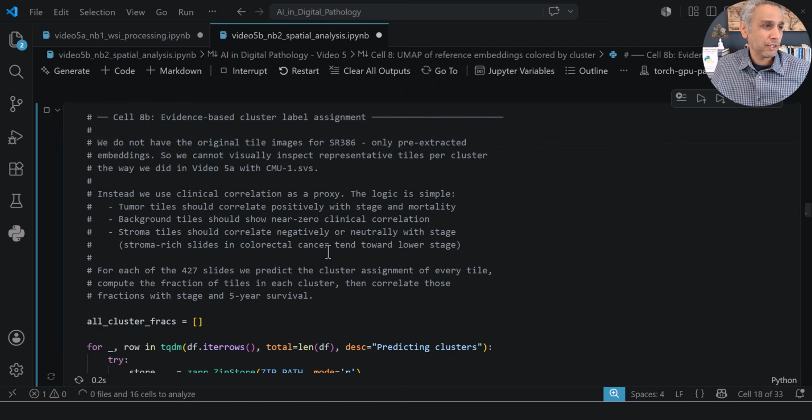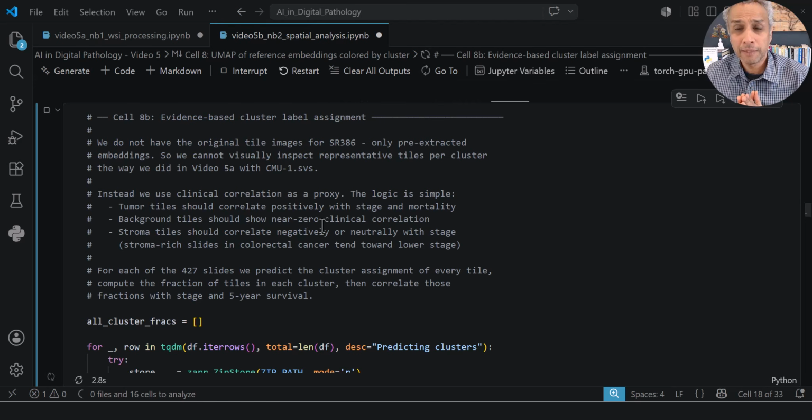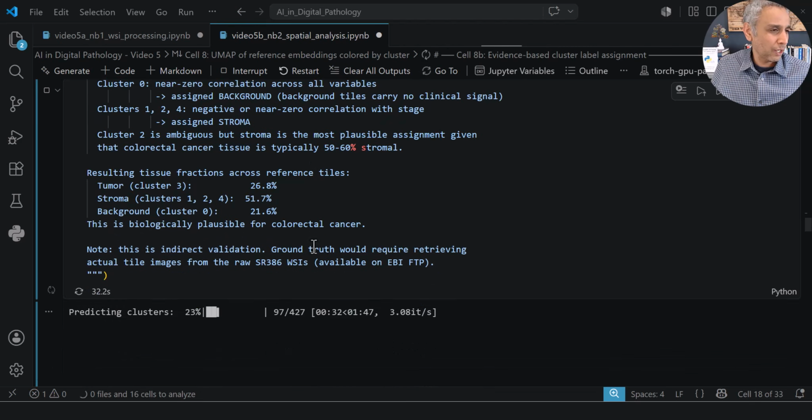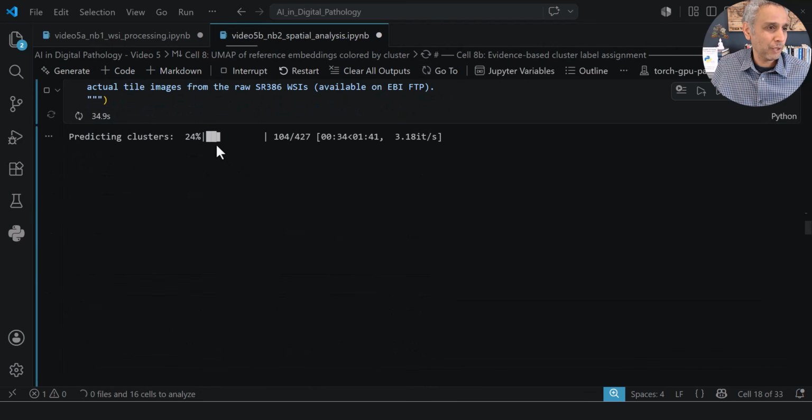In fact, this one is slow. Let's run this. We predict the cluster assignment for all of our tiles in 427 slides, and compute the fraction of tiles in each cluster per slide. Then we correlate those fractions with the stage, 5-year mortality, and MMR loss. Let's wait for the results so I can continue this explanation. This is the only workaround I managed to find. So let me scroll down and wait for this to reach 100%, and then I'll continue.